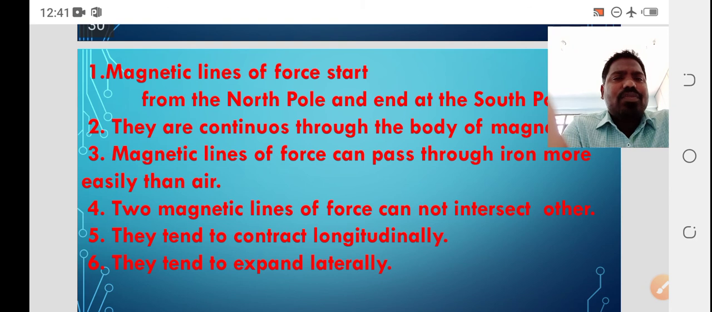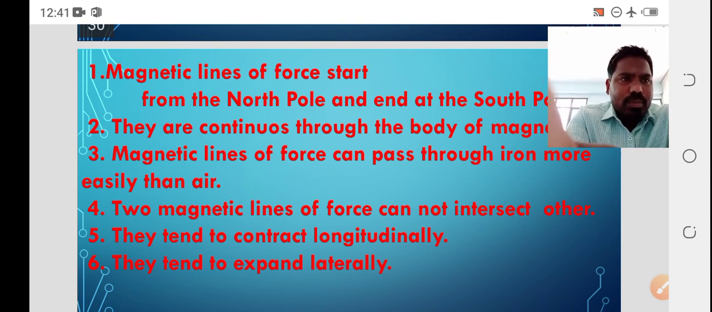Magnetic lines of force can pass through iron more easily than air. So the lines of force pass easily in iron when compared to air. Two magnetic lines of force cannot intersect each other.